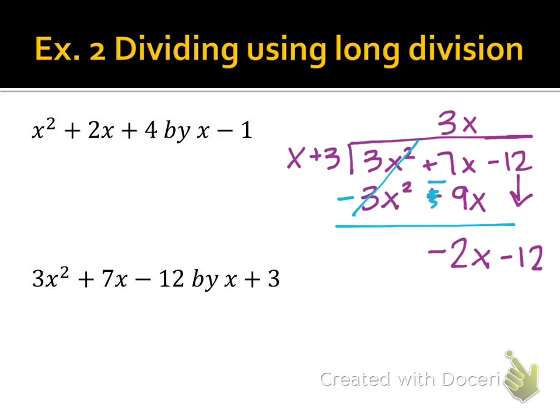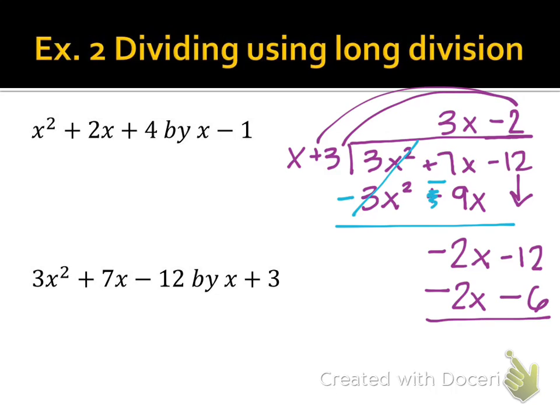Now, watch this. What would I have to multiply by x to make it identical to negative 2x? Negative 2. So I write negative 2. Multiply this negative 2 times x, which is negative 2x. Then multiply the negative 2 times 3, which is negative 6. What am I going to do now? Change your signs. Positive 2x, positive 6. What happens to that first term? Cancels out. That's the whole point. And then what is negative 12 plus 6?